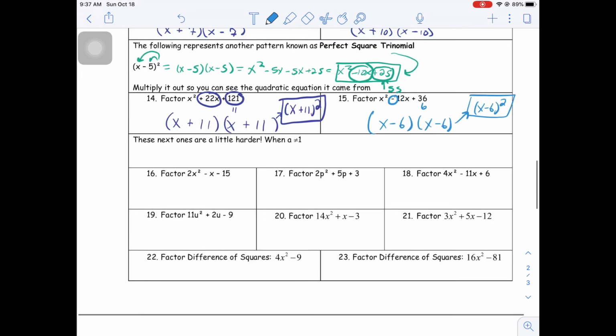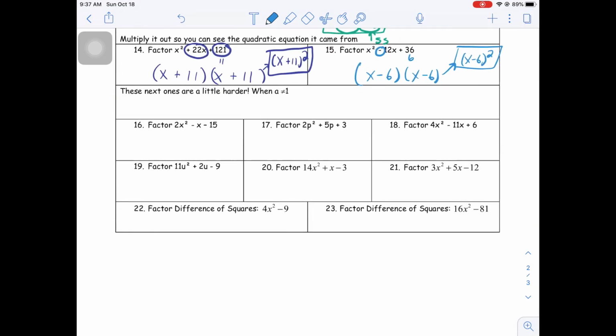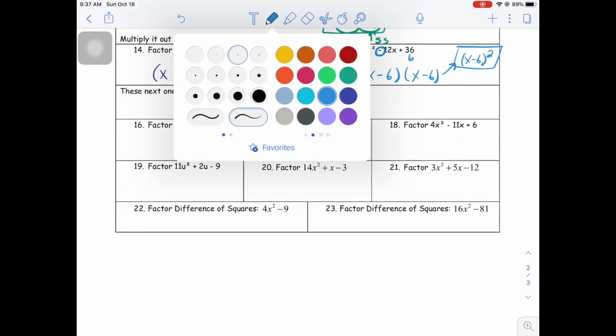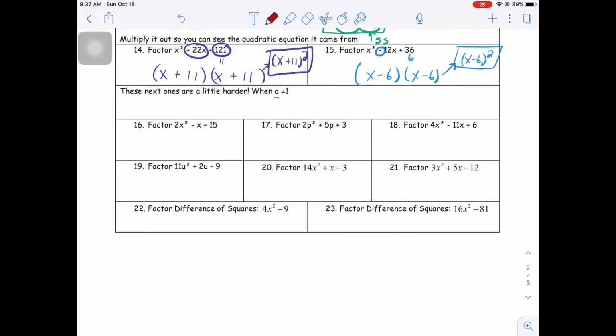So this next section, or the last section we're going to look at, are a little bit harder. And the reason they're harder is because this is when our a value is not 1. So all the first terms here, notice the a value is not 1 anymore. That makes these questions basically 2 times harder. Okay, so let's go through these. Let's just talk through them a little bit.